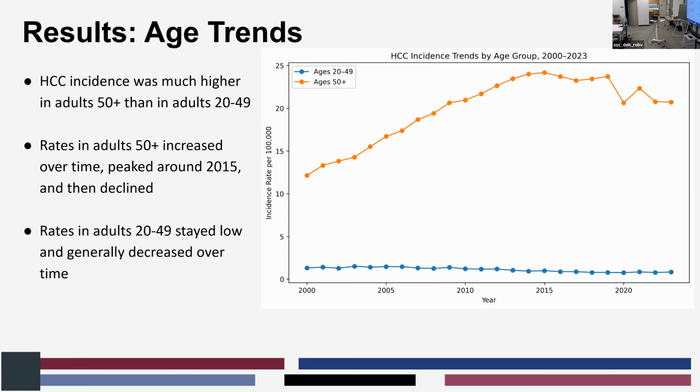For the results regarding the age trends, HCC incidence was much higher among adults aged 50 and older than it was for those aged 20 to 49.